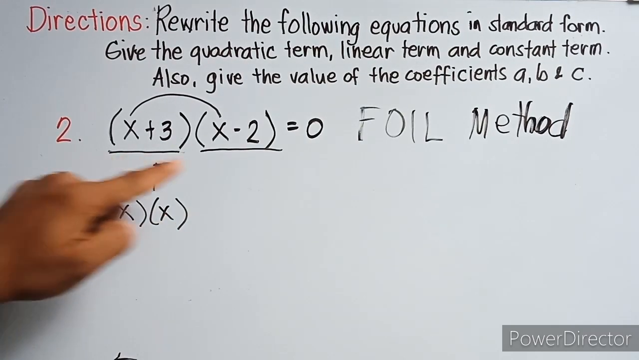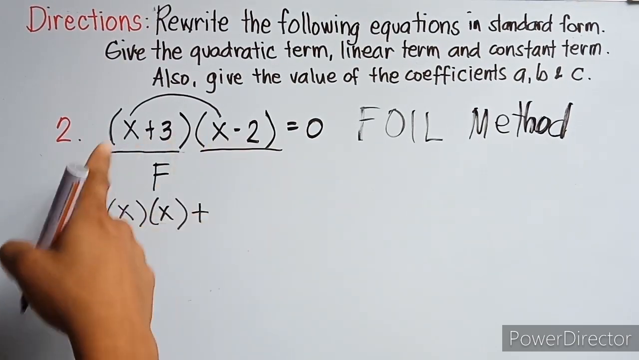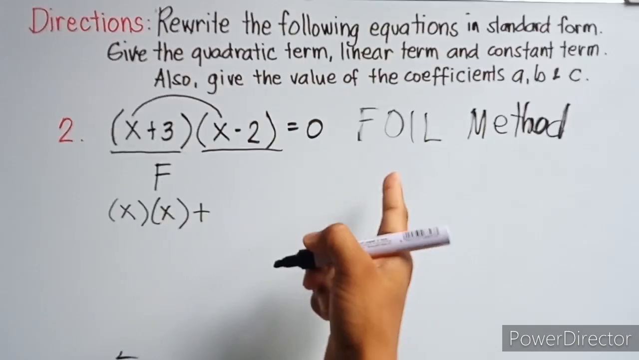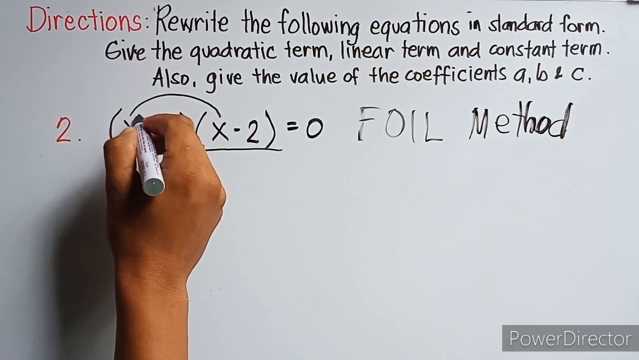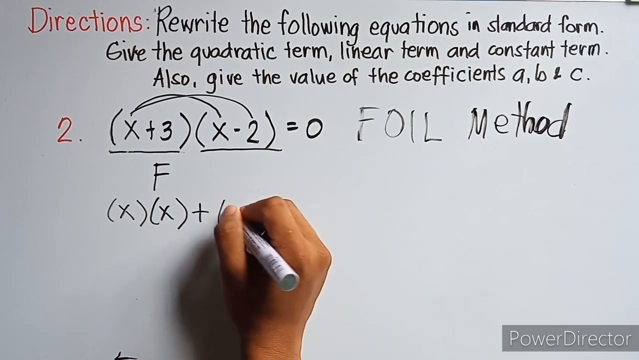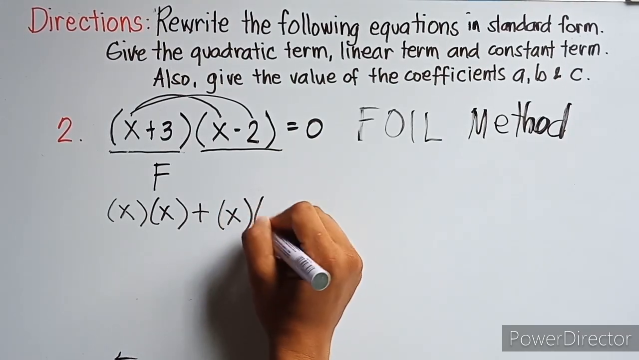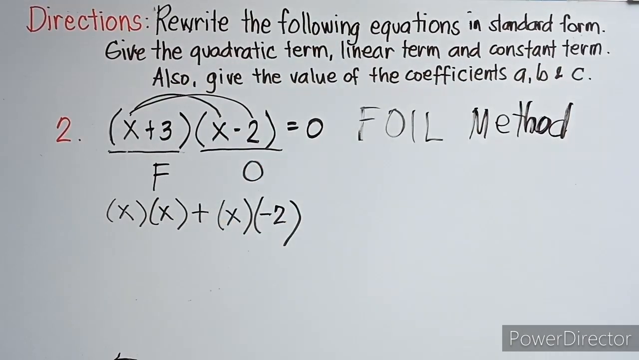Then, we have plus. So we have the outer term, yung nasa labas, x and negative 2. So we have x times negative 2. So this is our O.